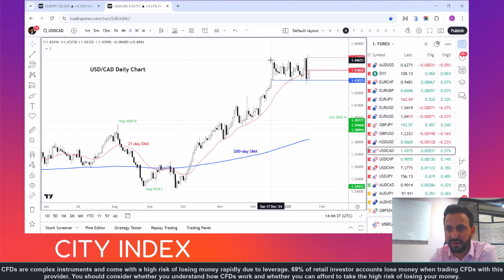For me, the key area of resistance is the existing resistance range between 144.65 to 145, the psychologically important level.